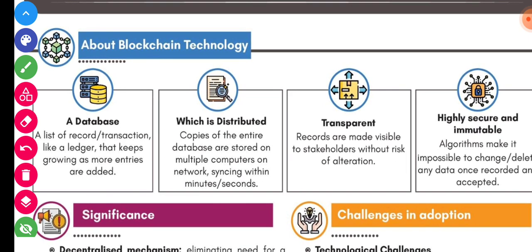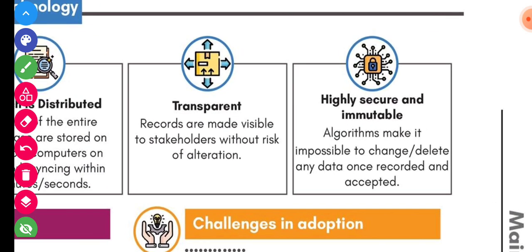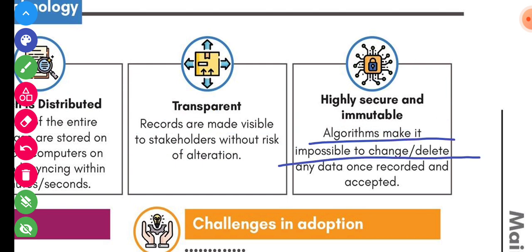It is a database, that is, a list of recorded transactions like a ledger that keeps growing as more entries are added. And blockchain technology is distributed, in that copies of the entire database are stored on multiple computers on the network, syncing within minutes or seconds. And blockchain technology is used in transport, where records are made visible to stakeholders without risk of alteration, and it is highly secure and immutable. Algorithms make it impossible to change or delete any data once recorded and accepted.